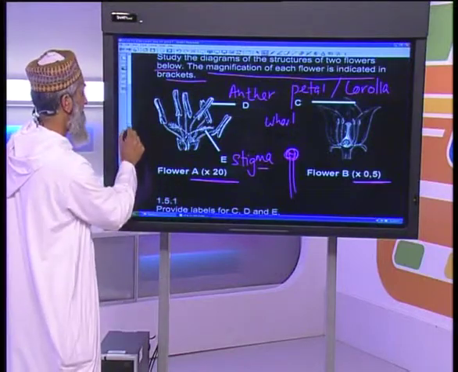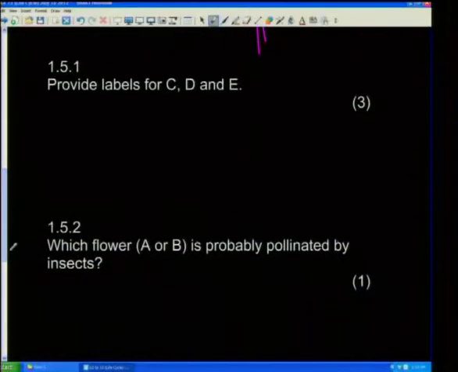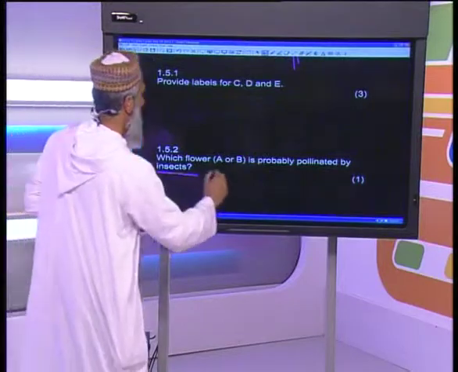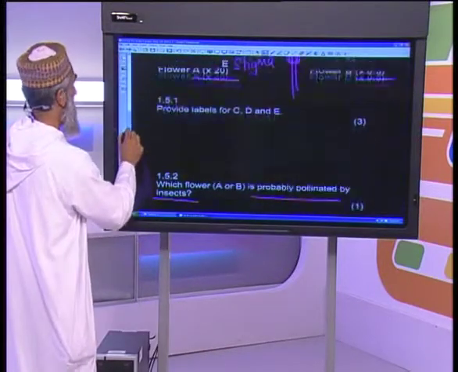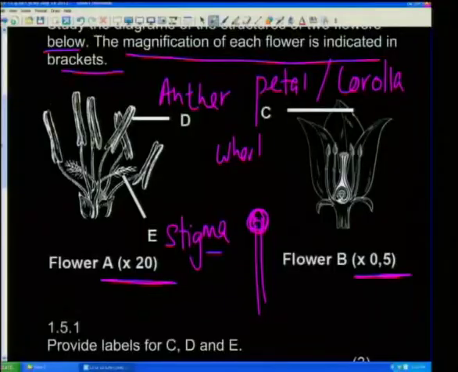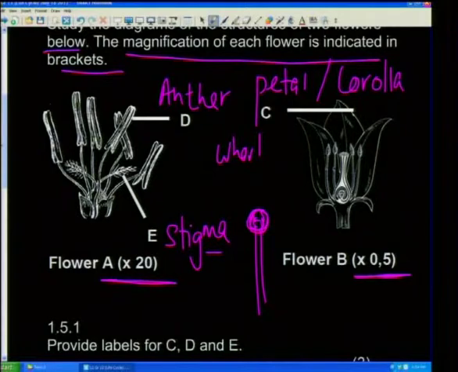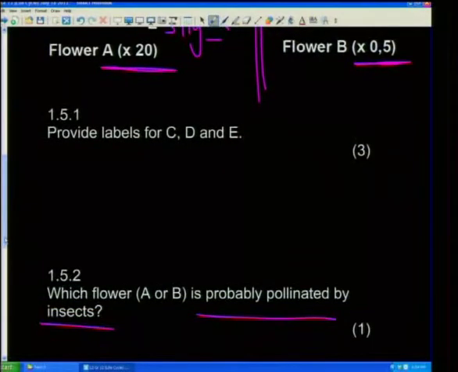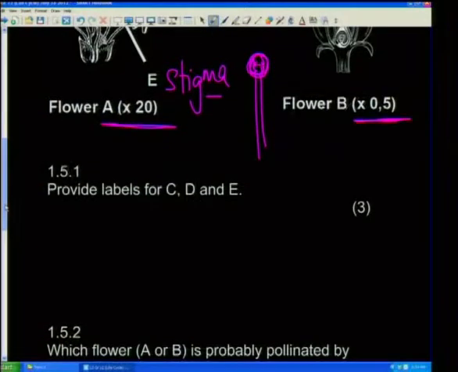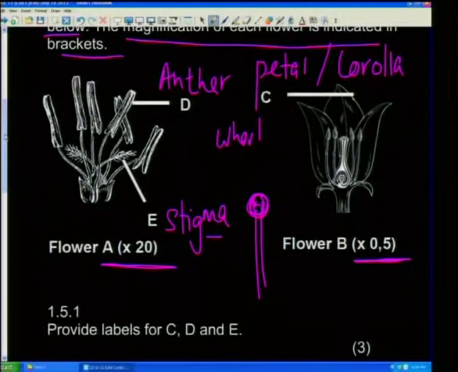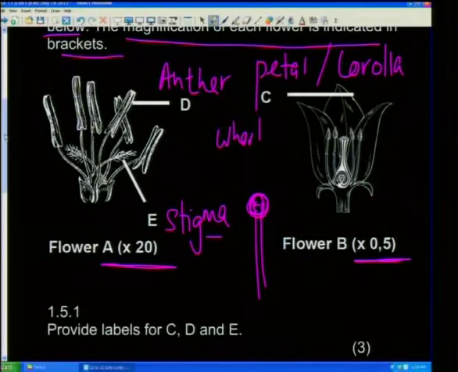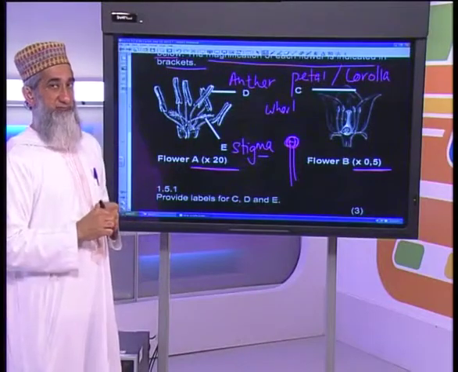I'll ask it just now. Right, that was the first question. The second one says, which flower, A or B, is probably pollinated by insects? So which one is pollinated by insects? If you look at the two, you can see there, and you would choose, obviously, flower B. Let's see. They didn't ask you the reason. Let's ask that question now. Why do you think that this particular flower is pollinated by insects?